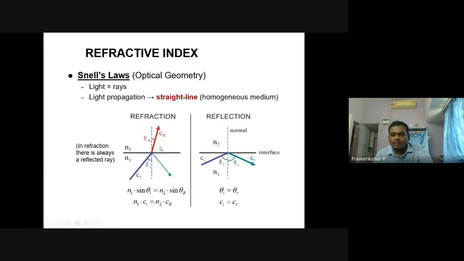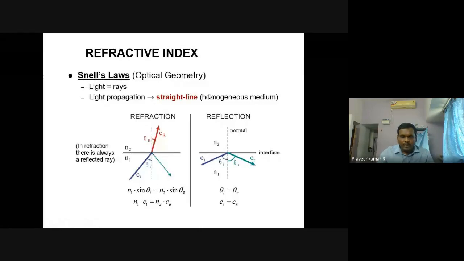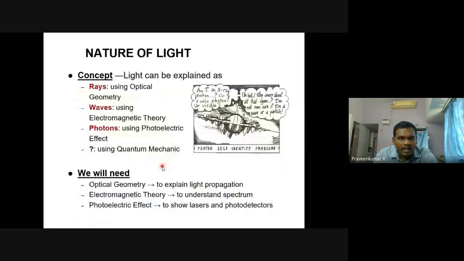So this is the idea. Refractive index for air is 1 and water is 1.33. Okay, super. So the refractive index idea is to identify the parameter n. Then based on that n, we understand how the light signal is reduced in the medium. One more thing we have already discussed: by the help of optical geometry, you can explain the light propagation.